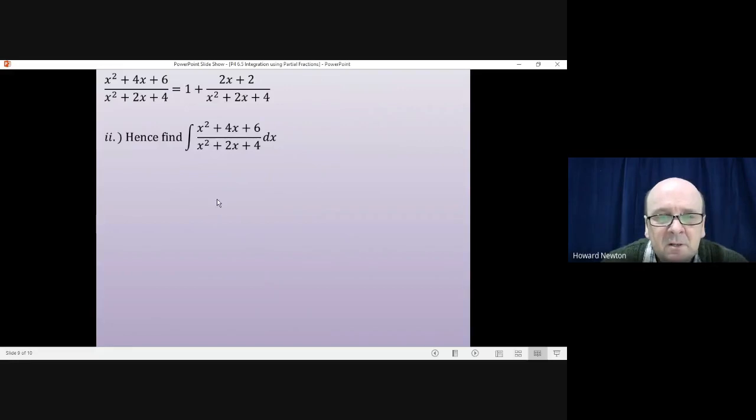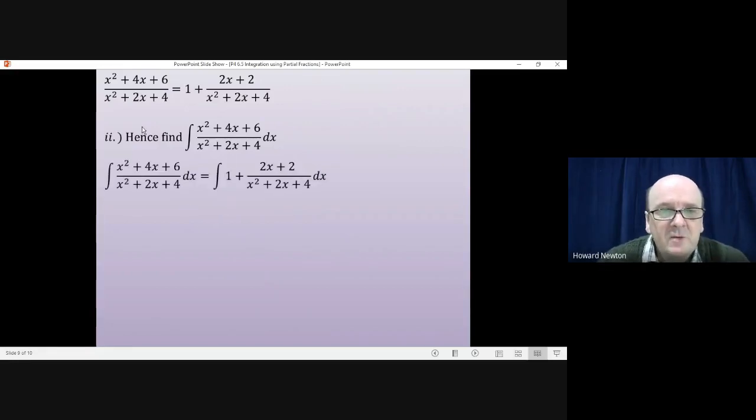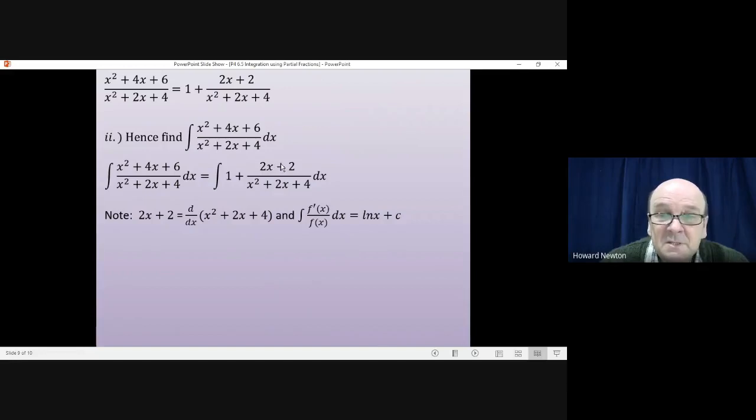Okay, let's have a look. So rewriting the question, we'll have the integral of 1 plus 2x plus 2 over x squared plus 2x plus 4. Now 1 is easy to integrate, we'll just get x when we integrate that. But there's something really important that you need to notice about this algebraic fraction, and it is very easy to miss it, which is if we differentiate the denominator, we get the numerator. So if I differentiate x squared plus 2x plus 4, I get 2x plus 2.